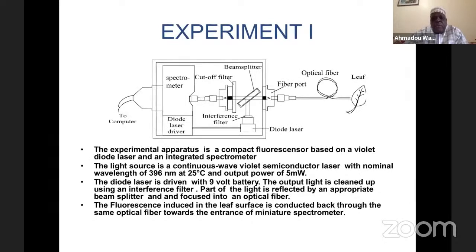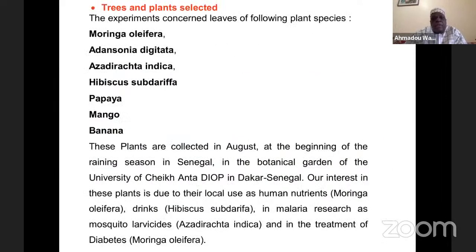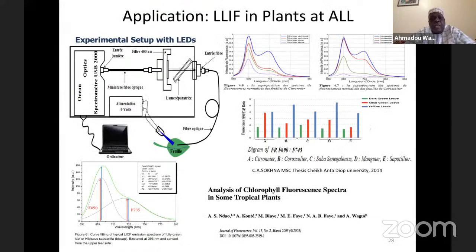This is the experiment with the fluorimeter that we have used. It is very small, a compact fluorescence sensor which is based on a violet laser. And here, this is the schematic of this fluorimeter. In our system, we studied Moringa oleifera and Andersonia digita. They are tropical plants which we collected in the botanical garden of our university. Here we have some of the results obtained for different kinds of plants.